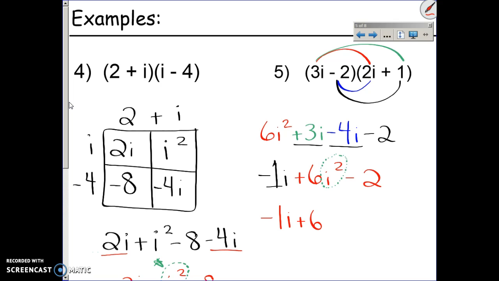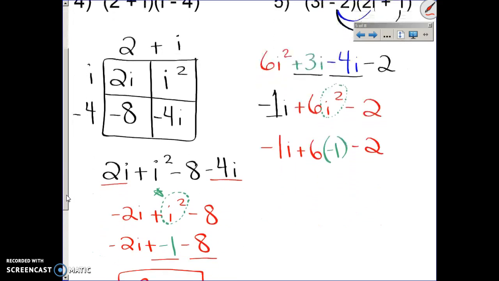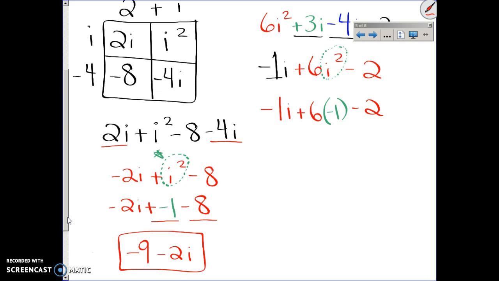I still have a plus 6 in front, but now it's times negative 1, and I have minus 2 at the end. Again, all I've done is substitute negative 1 for i squared. That's all I'm doing to this problem, one step at a time. If you want to do it faster and skip some steps as you go through, that's great, as long as you're comfortable with what you're doing. Don't skip steps when you're first learning material. That's just silly.